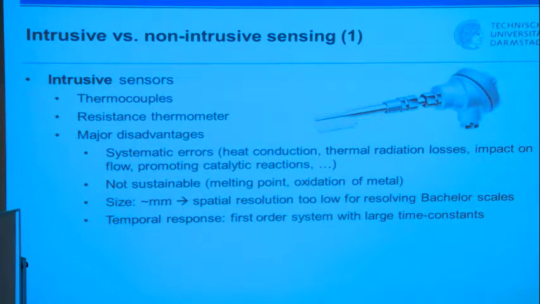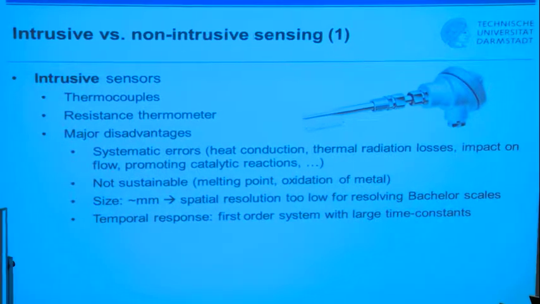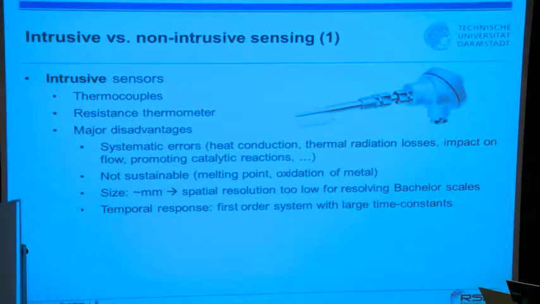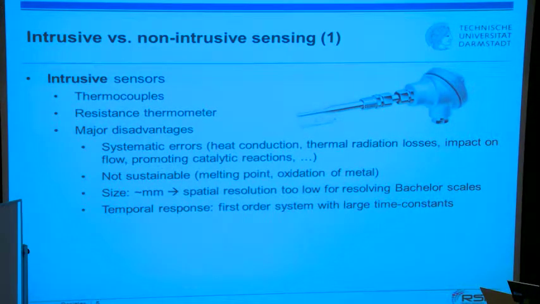You have to stick them in, that's clear. Depending on the material and the flow itself, they might promote catalytic reactions, and thereby they're heavily intrusive. Furthermore, they don't last very long.